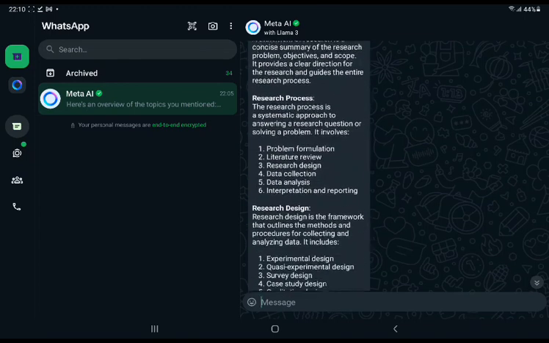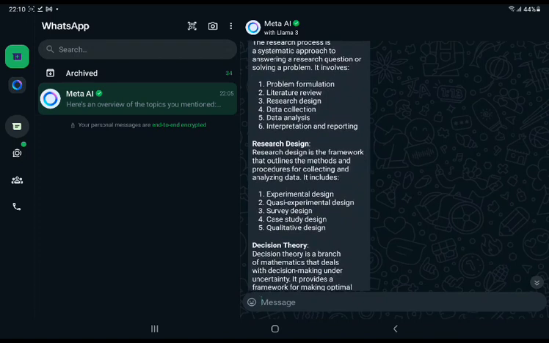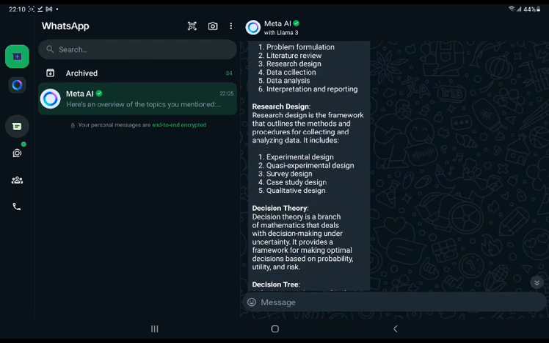Research process. The research process is a systematic approach to answering a research question or solving a problem. It involves problem formulation, literature review, research design, data collection, data analysis, interpretation, and reporting. Research design.